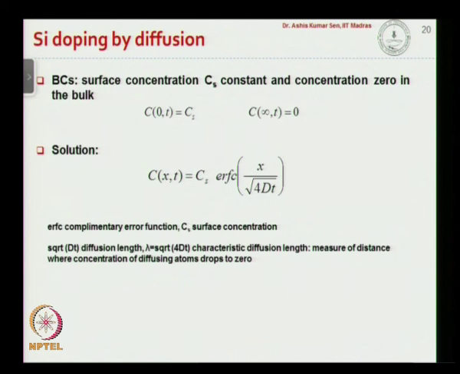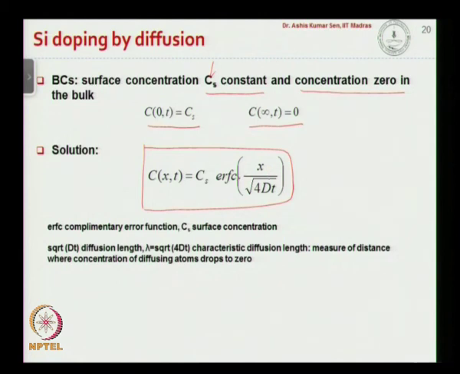The concentration at the surface, Cs, is constant. We assume that there is an infinite supply of the source, so that the surface concentration is going to remain constant, and the concentration is going to reduce to 0 in the bulk. Okay. So C(0,t) is Cs and C(infinity,t) is going to be 0. So using these two boundary conditions we can find the expression for how the concentration is going to vary with X, that means how the concentration is going to change with the depth into the substrate.